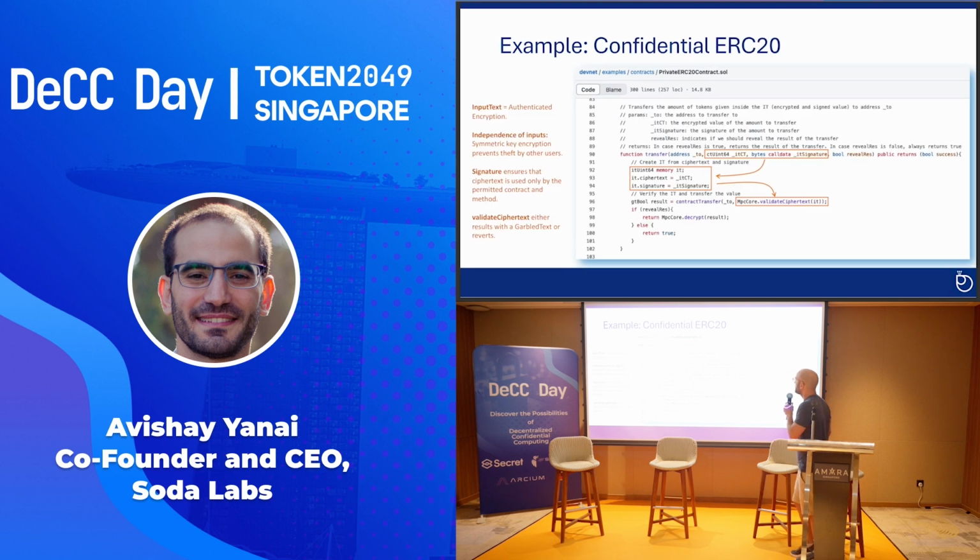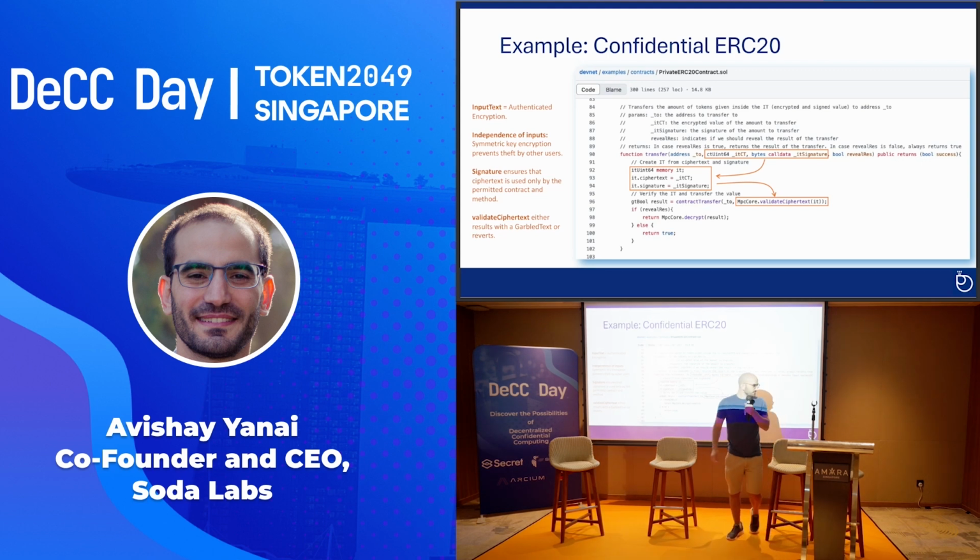So this is an example of a confidential ERC20 contract that runs on the network. In this transfer function, you can see the input text, which are ciphertext and signature. Here, this input text is validated. And if it's validated, the result of this will be a garbled text.